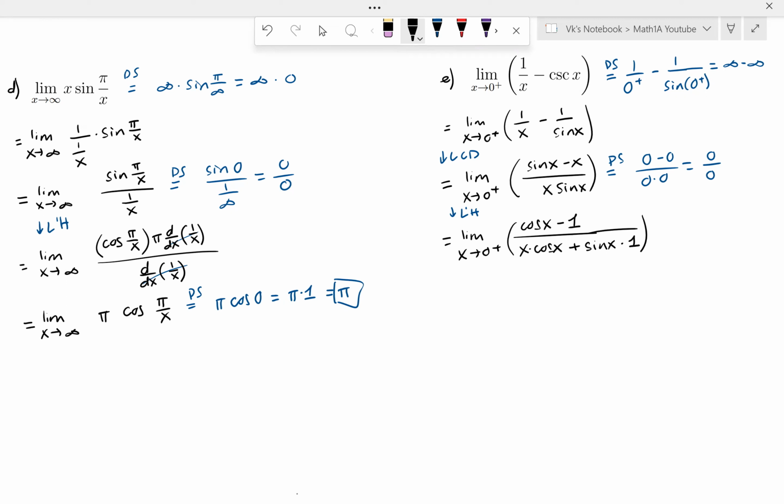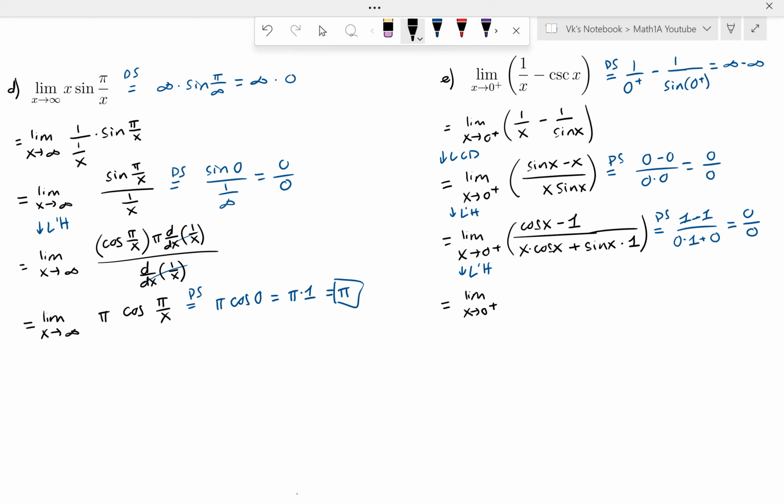And now let's do a direct sub and see what we have. Cosine of 0 is 1, so 1 minus 1 over 0 times cosine of x, which when x goes to 0 is 1, plus sine of 0, which is 0. Oh, we still have 0 over 0. Well, it is an indeterminate quotient, so we just have to reapply L'Hopital's rule.